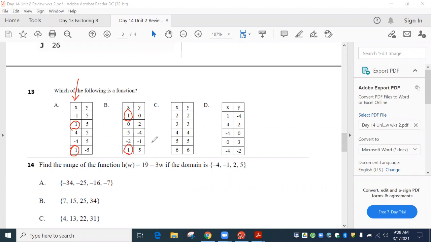Yeah, I like C. Now, they're tricky here. Look at this. They put 2, 2, 3, 3. It kind of looks like it repeats, but do we look at the y's? No, not to tell if it's a function, but they were kind of tricky right there. And then just going ahead and looking at D, it had 2 -4s, so that's not a function.